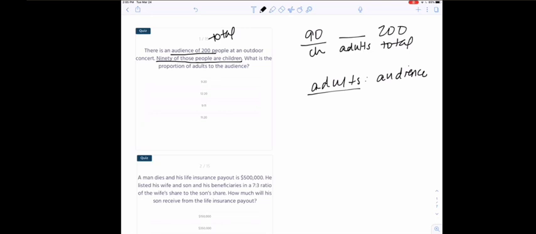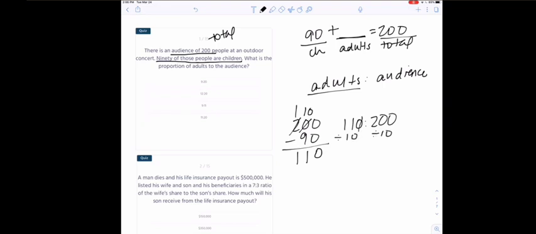How do we get adults? Remember what I told you earlier. This part plus this part will give us our total. So we just subtract 200 minus 90. And we borrow. Oh, let's try that again. 200 minus 90. Sorry about that. 0 minus 0 is 0. 10 minus 9 is 1. 1 minus 0 is 1. So that's 110 adults to 200 total people.